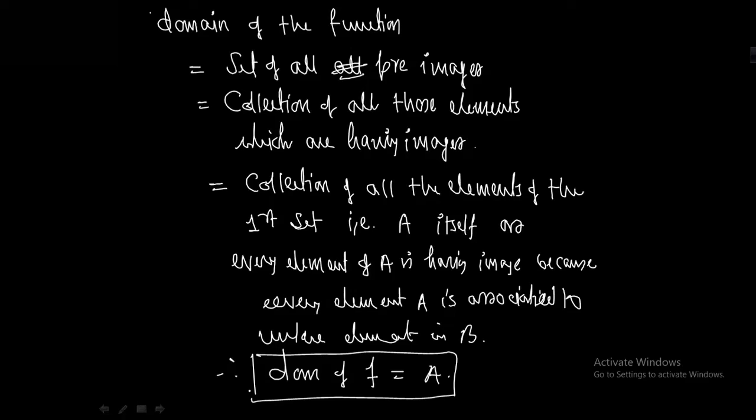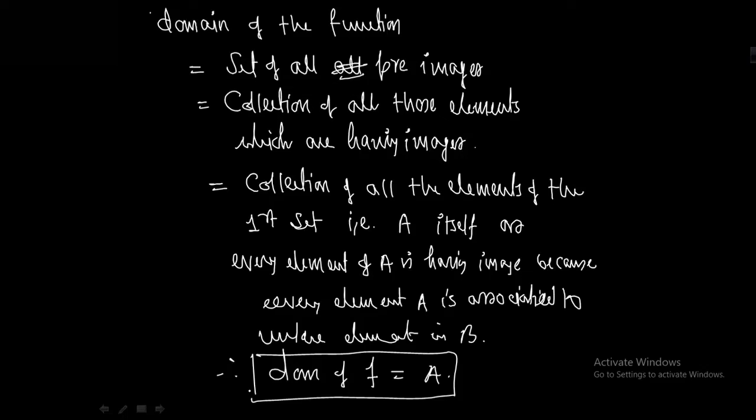If any function is defined from the set of natural numbers to some set, then the domain of the function will be the set of natural numbers. That means if any function is defined from a first set to a second set, then the entire first set will be considered as the domain of that function. Because each and every element of the domain is associated to some element in B, that means each and every element of the set A can be considered as a pre-image of some elements in B. That is why we can say that the first set A is itself the domain of the function f. Is that clear to you all?